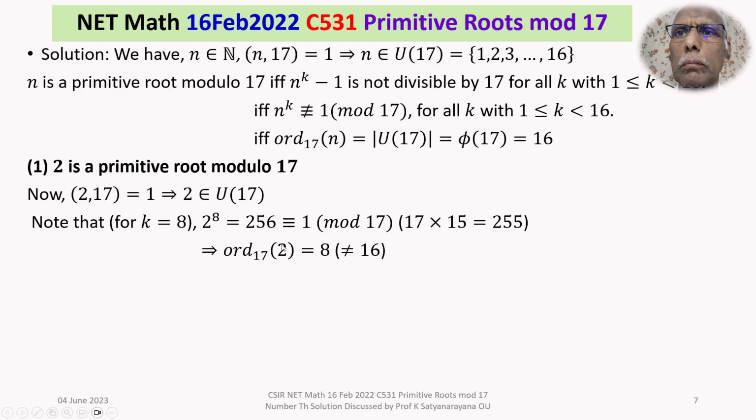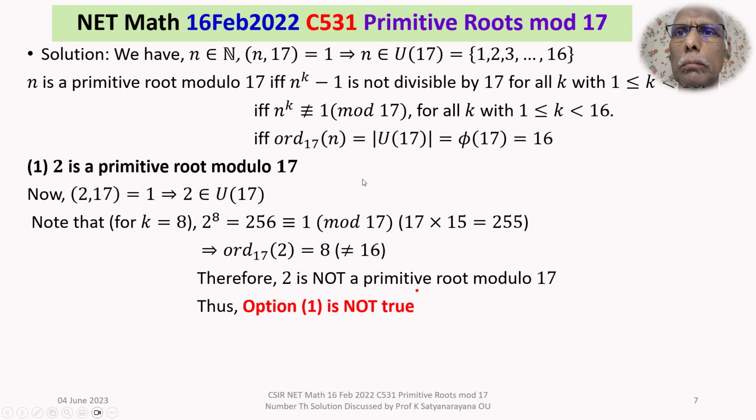But this order, 8, is not equal to 16, that is phi of 17. When the order of 2 modulo 17 is not 16, then 2 is not a primitive root modulo 17. Therefore, the option 1 is not true. Now we ask a question and claim that 3 is a primitive root modulo 17. This we will see in the next slide.